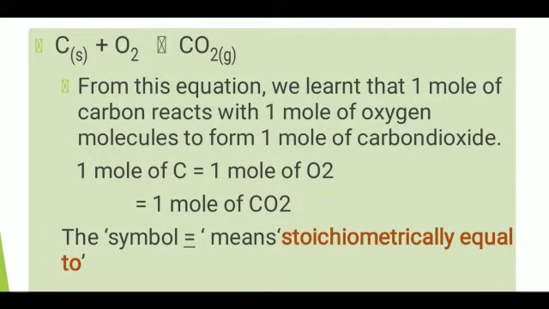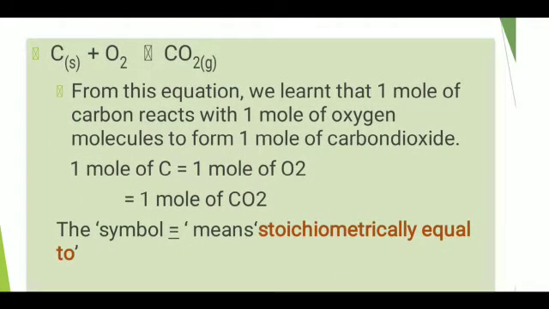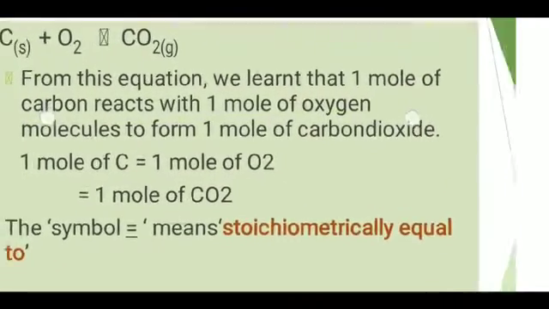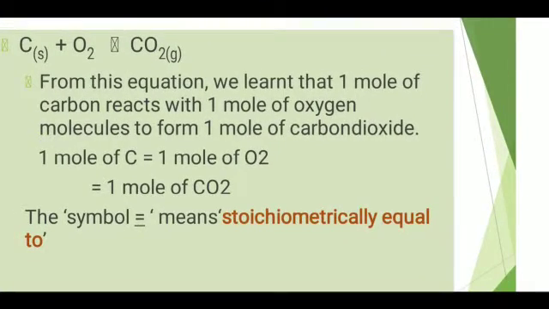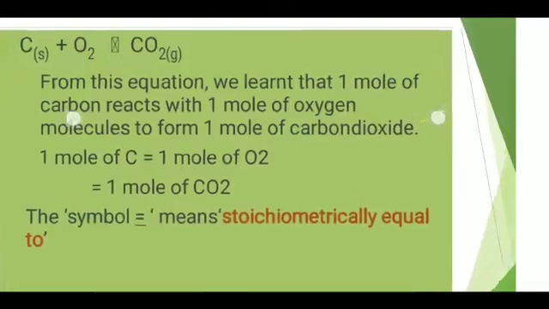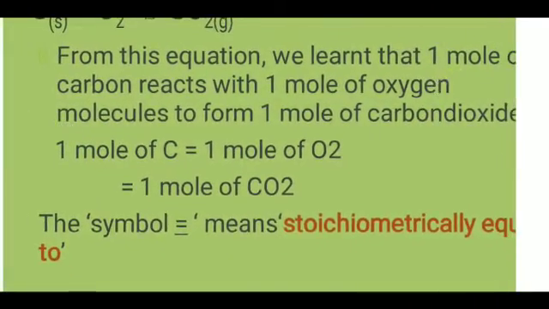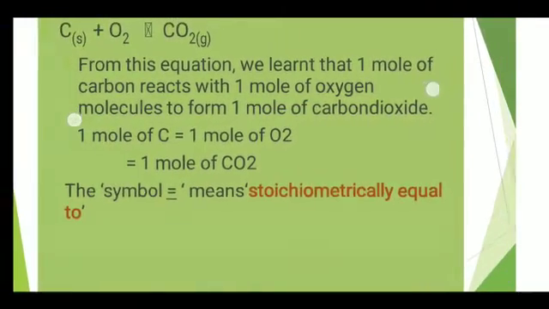So 1 mole of carbon is equal to 1 mole of O2. The symbol with 3 lines means stoichiometrically equal to. So 1 mole of carbon is stoichiometrically equal to 1 mole of O2. Both together we are getting 1 mole of carbon dioxide. This is a balanced chemical equation, the stoichiometric equation.